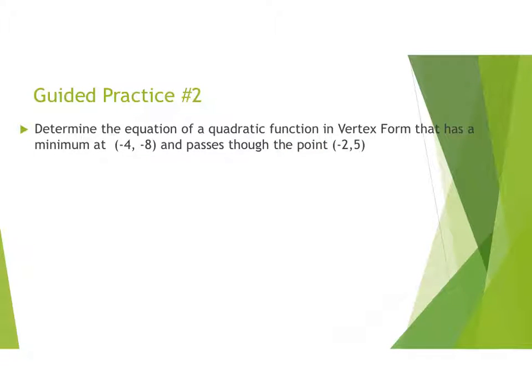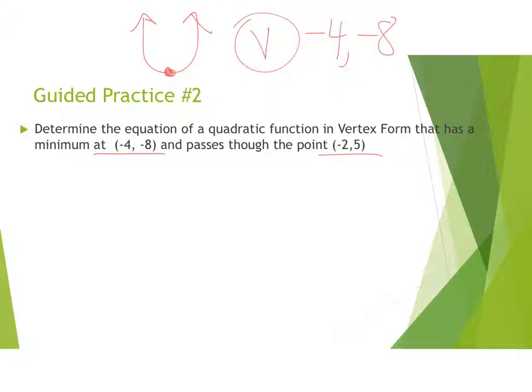Okay, so our main objective today is to learn how to write the equation in vertex form if we're given some information. So in this particular problem, it wants us to write the vertex form if we know that the quadratic's minimum value is -4, -8, and it passes through another point, -2, 5. So a minimum value, if you'll think with me, would mean that that parabola opened up, and a minimum value would be its vertex.